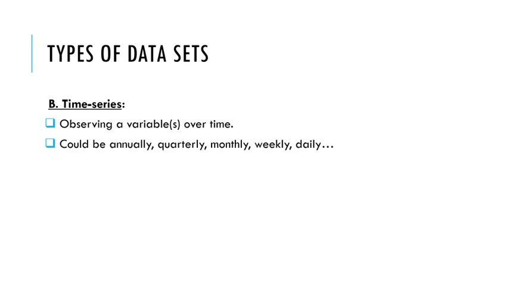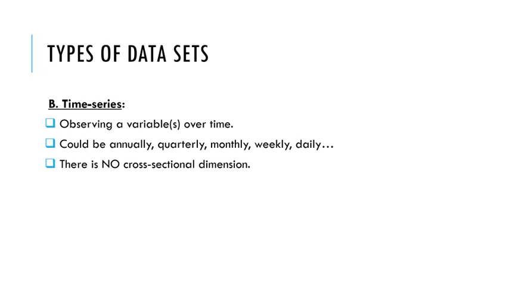All right, let's move on to our second type of data, which is time series data. Time series data is observing a variable or variables over time, hence the name time series. So time series, we're looking over time. And time could be lots of different denominations, right? It could be annual data, it could be quarterly data, it could be monthly data, weekly data, daily data. Again, it's whatever your question suggests you need to have to answer successfully.